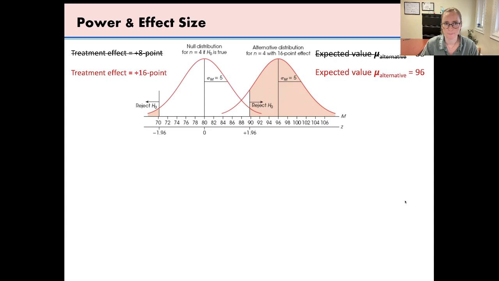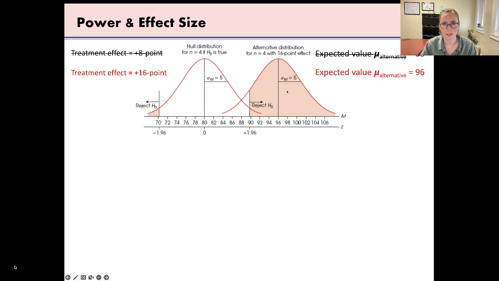Okay. The power is also related to the effect size. We talked about Cohen's d. There is a relationship there as well. So now we're going back to the original 4 people that we're running, but we're not going to do an 8-point increase. We're going to suggest a much greater effect size. We're looking for a treatment effect of 16.